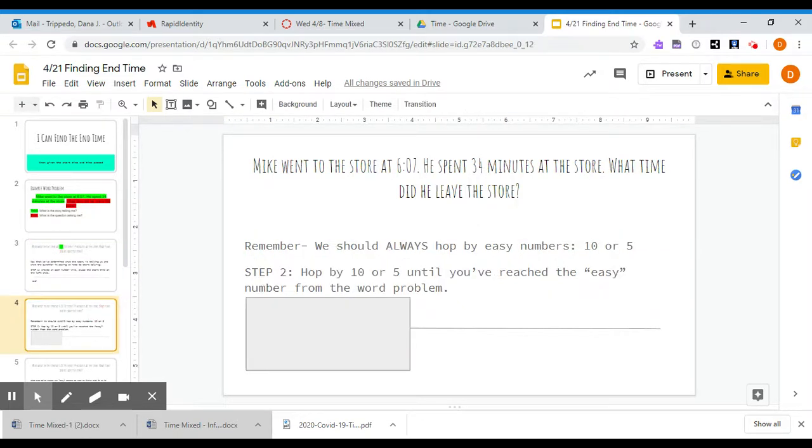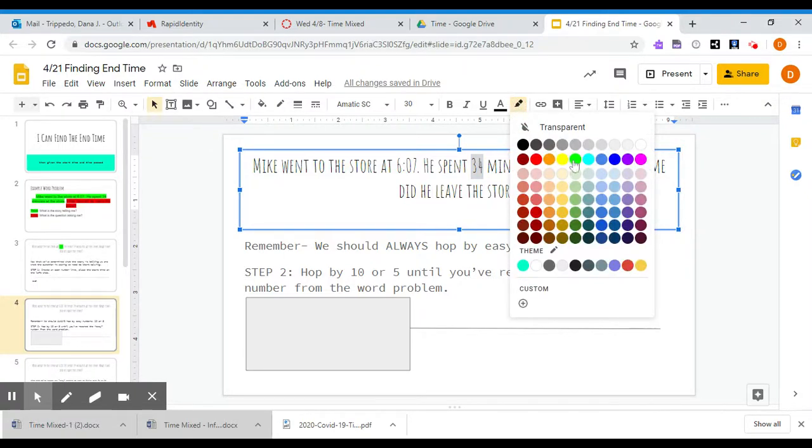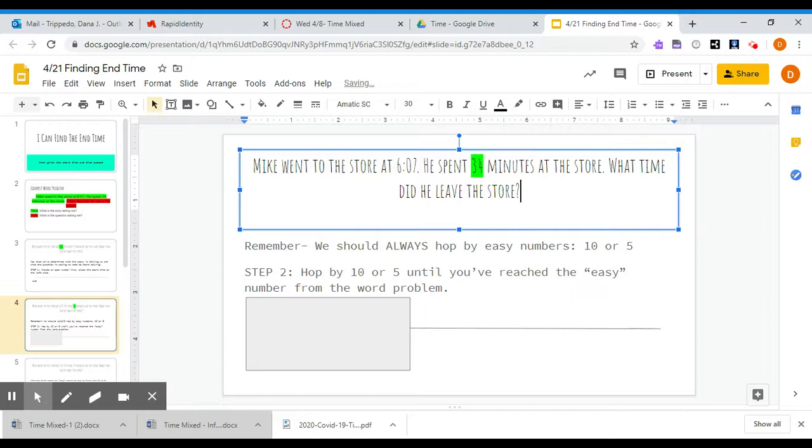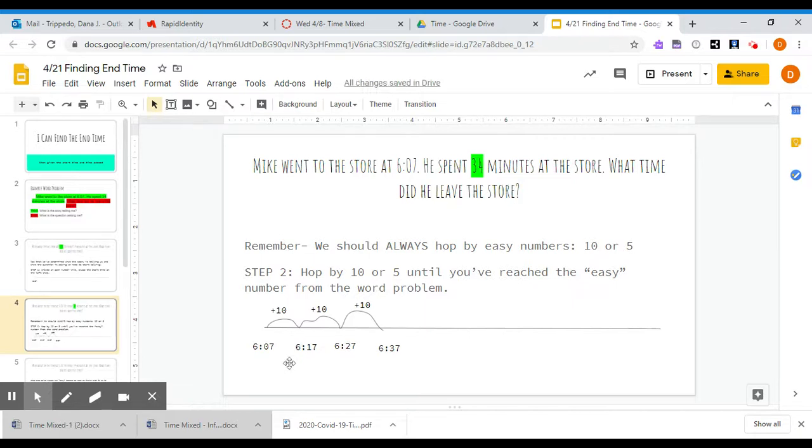Make sure you have the right information to set yourself up for success. All right, so now for our second step we're going to start hopping by tens or fives until we reach the easy number in the word problem. What do I mean by that easy number? Well, if we look at the number 34, it does not end in a 0 or a 5. And we don't want to go to the 5 because that would be going past our time. So our easy number that we're going to try and stop at is 30. We're going to hop by tens or fives until we get to that minute 30 in the time.